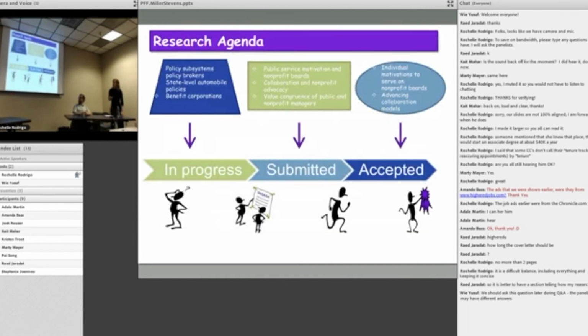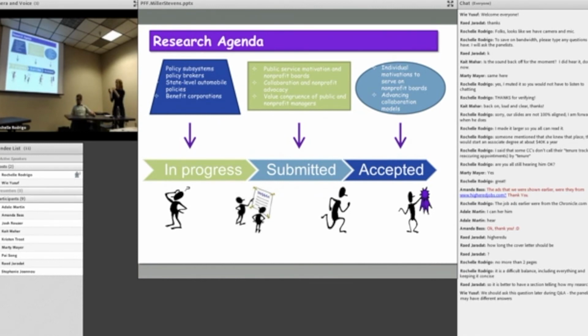Your research agenda slide might look something like this, and it depends on where you are in the process. If you're just starting out, instead of in progress, submitted, accepted, you might have something like started, writing, submitted to a journal. But this is just a very quick picture of where your papers stand, but also your research interests.